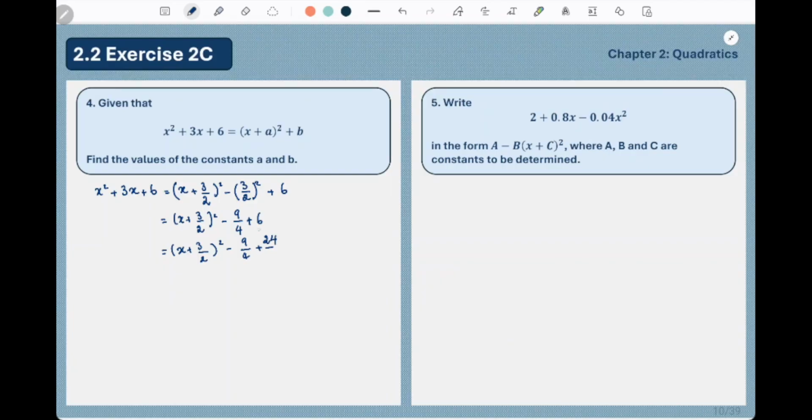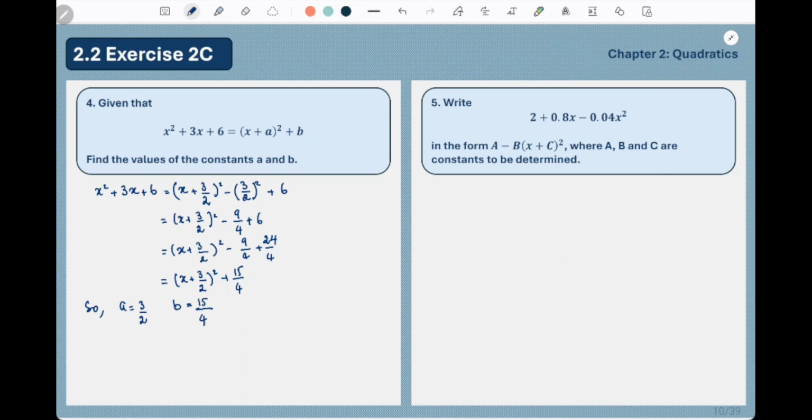so I'm going to make it 24 over 4 for the 6, so they can share the same denominator. So 24 minus 9, I guess, is 15. So x plus 3 over 2 squared, no, plus 15 over 4. Hence, in this case, a is 3 over 2, and b is 15 over 4.